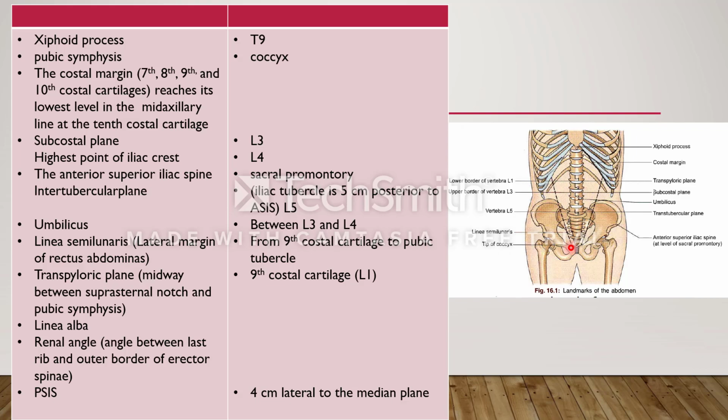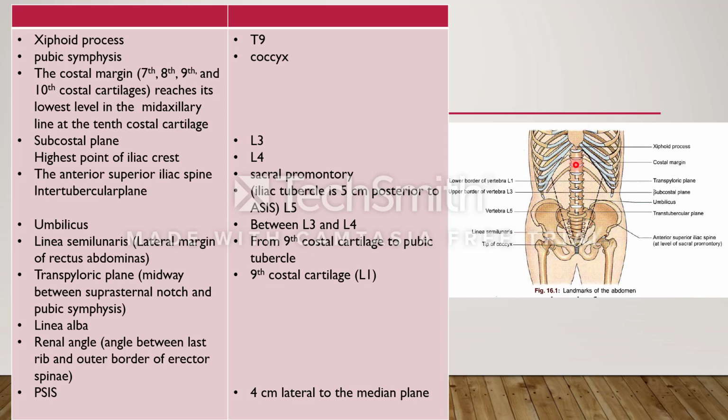Then there is one transpyloric plane. Transpyloric plane means it is the line which is passing through the pylorus of the stomach. It is between the suprasternal notch and the pubic symphysis. This is the pubic symphysis, and here there is the suprasternal notch. So this is the point which is midway between the suprasternal notch and the pubic symphysis. This transpyloric plane lies at the level of L1. This is the first lumbar vertebra.